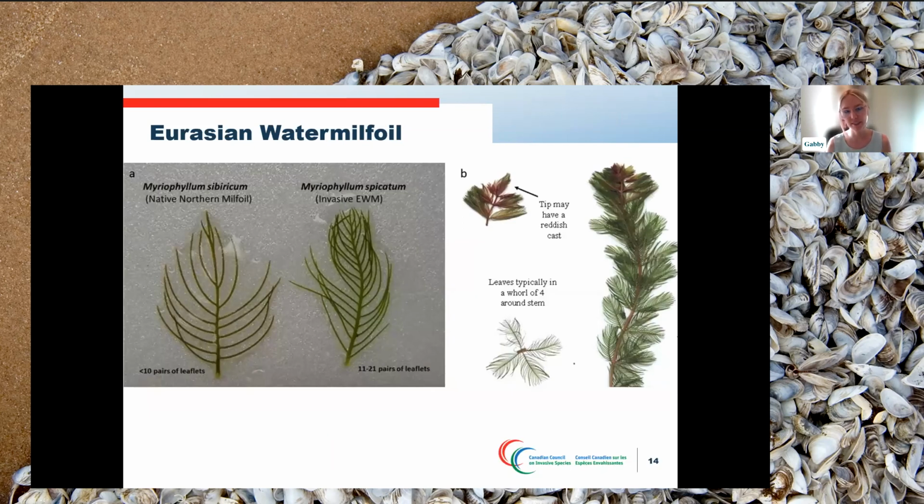And just some ID, it's one of those trickier plants to ID, and it looks very similar to our native northern milfoil. You can see on the far left, there is the native northern milfoil, and then you have the Eurasian water milfoil to the right. There's a few more leaflets on that stem, so that's one way to tell. And you can see in the picture on the right, it definitely is a bit more of a dense look. It also can have a bit more of a red color at the tip of it. And if you look at the stem from a bird's eye view, it essentially has 4 whorls around the stem, like it's showing in that right picture.